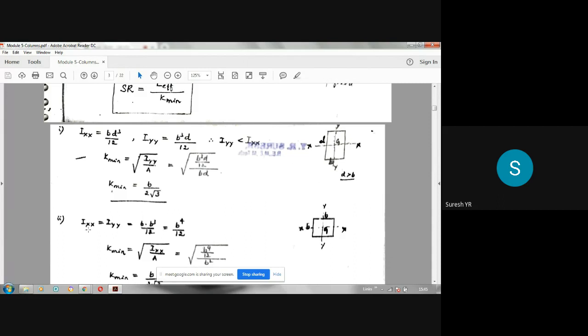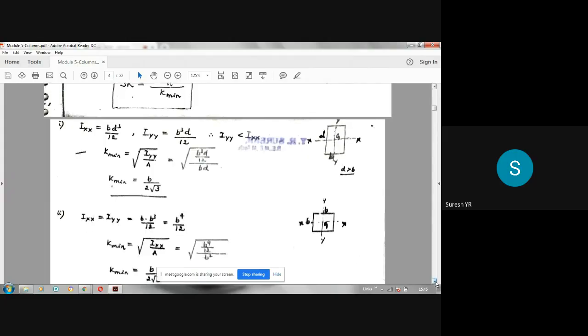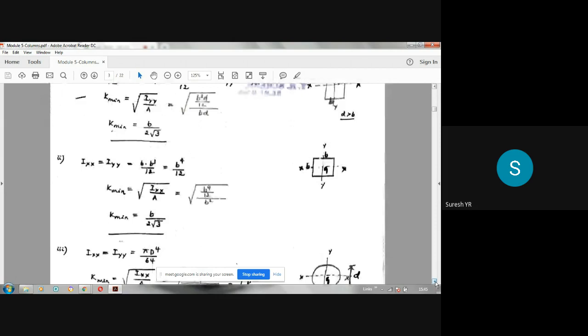As I already told, IXX is equal to IYY here because the sides are the same. B is equal to D. So BD cube by 12. In that case, B is equal to D, or B power 4 by 12 you are going to get. So since both are equal here, your K minimum you can take from any one of them, either IXX or IYY. So B power 4 by 12 divided by area, which is B into B, that is B square.